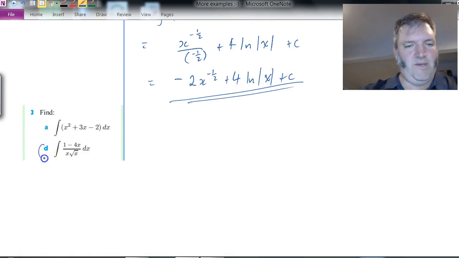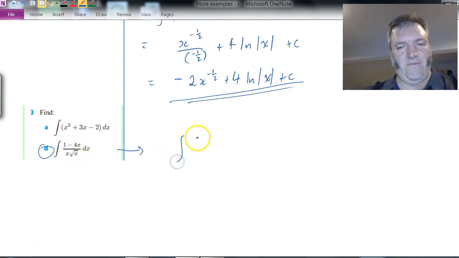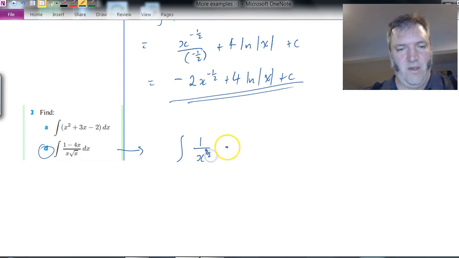Finally, it was D that we were after here in question 3. These are from 21E.1. So question 3, the integral of (1 minus 4x) over x root x. Ugly denominator. Let's sort that out again. This is going to be the integral of 1 over x root x, and that's x to the power of 1, root x is x to the power of a half, 1 plus a half, 3 over 2. So that's 1 over x to the 3 on 2.